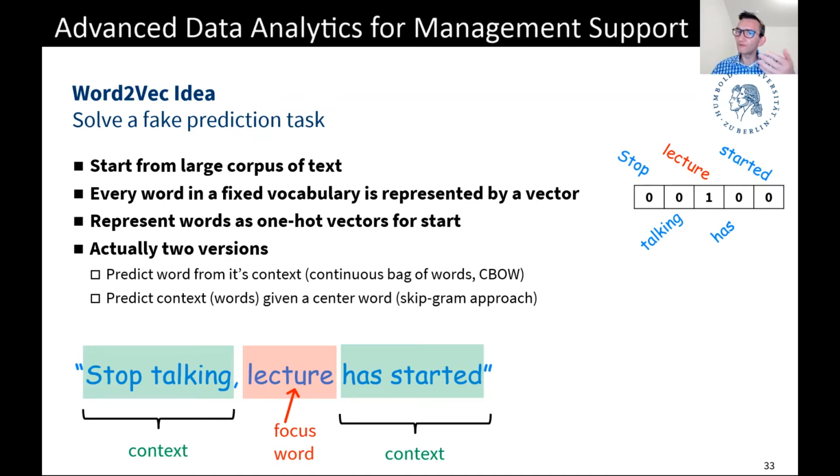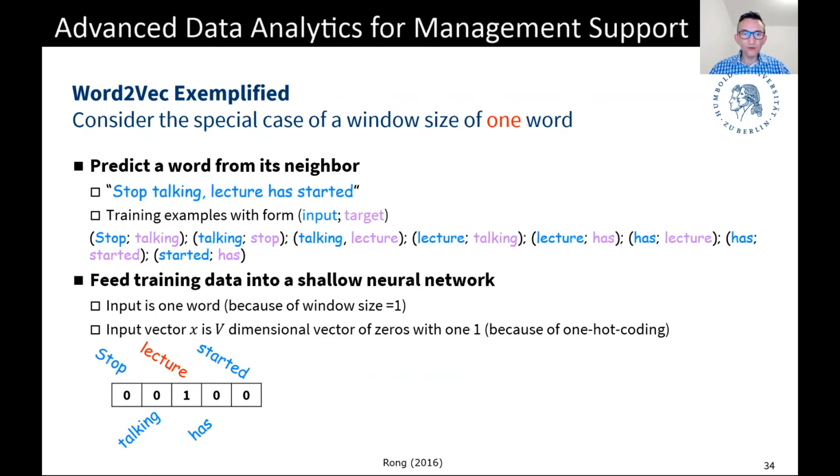It's very similar to this idea, know a word by the company it keeps. We believe that the context word will trigger the occurrence of target words, of other words. So we construct this prediction task considering neighboring words. And for simplicity, let's start with an example where we consider a context of only a single word. With this context window of just one word, we can write down all the training examples that result from the sentence "stop talking, lecture has started."